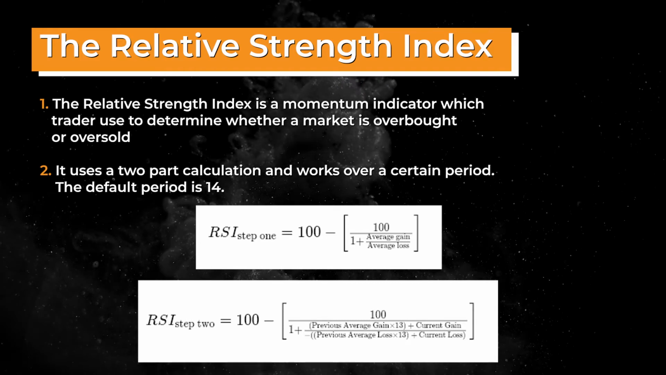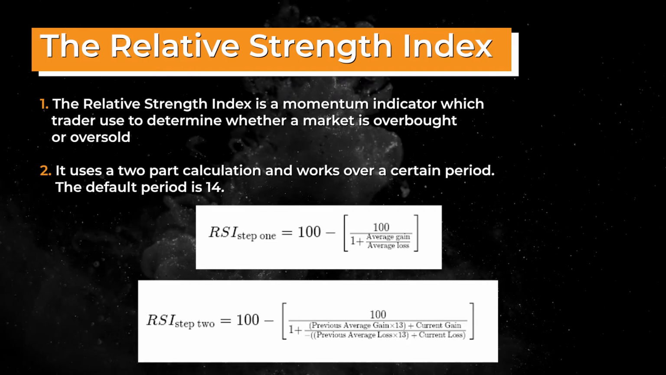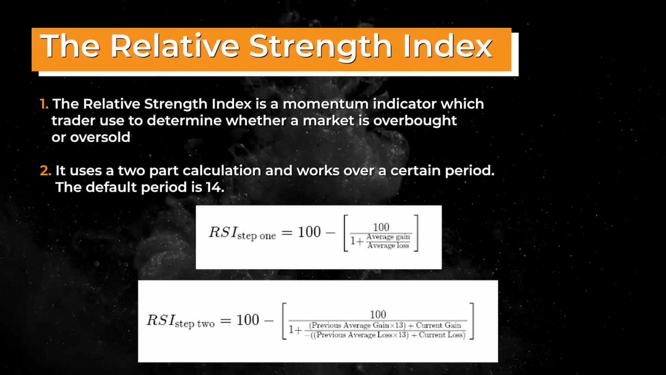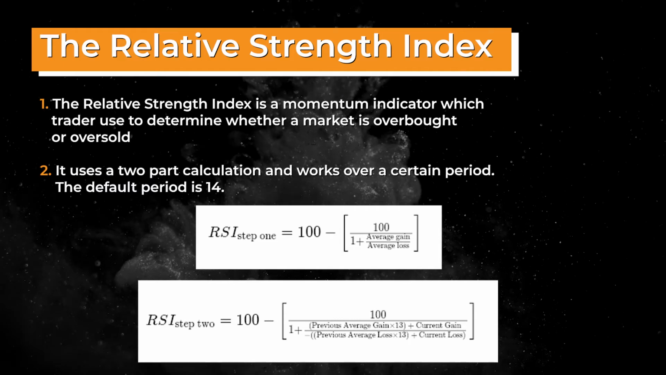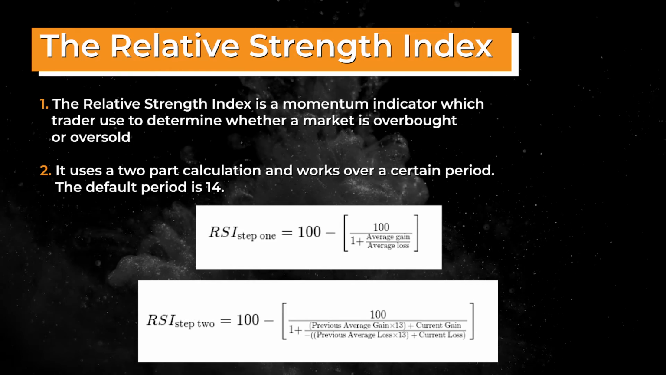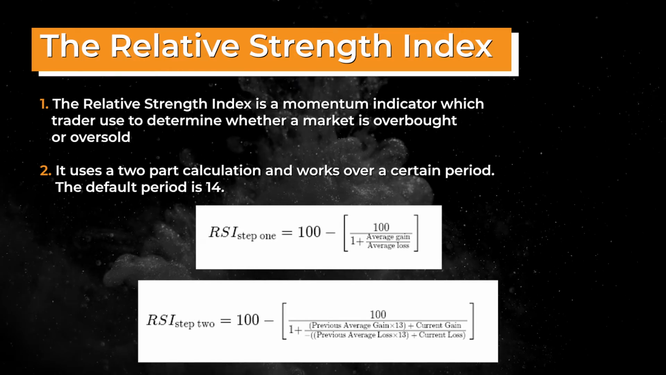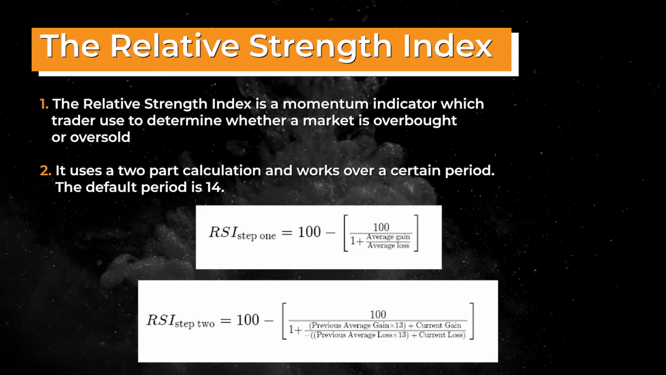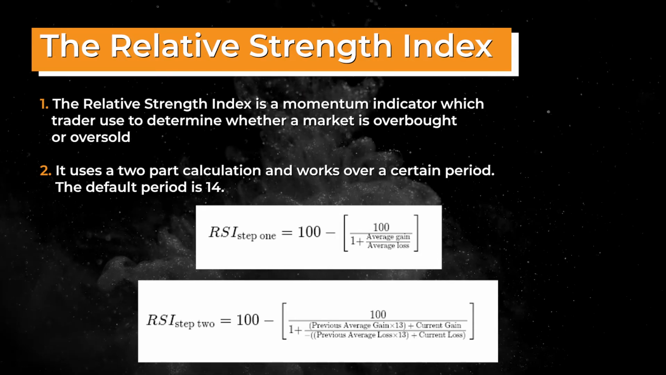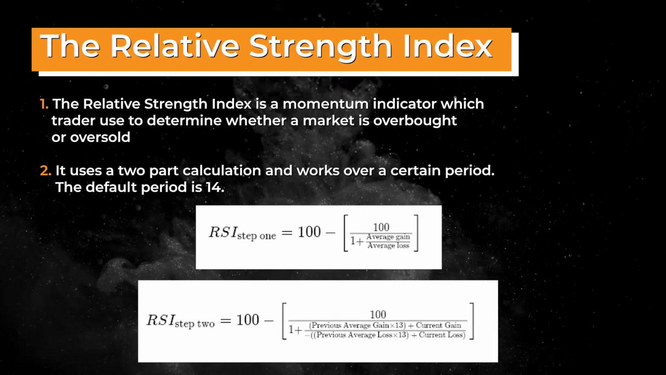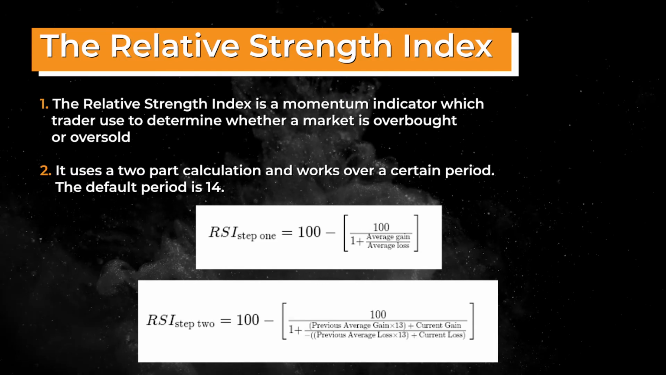These formulas will give us a number, and this number will range between 0 and 100, with the higher the number indicating the market may be overbought and vice versa. Generally, 70 is considered overbought and 30 oversold. These numbers, of course, are guides and won't prove sufficient in a strong trending market.